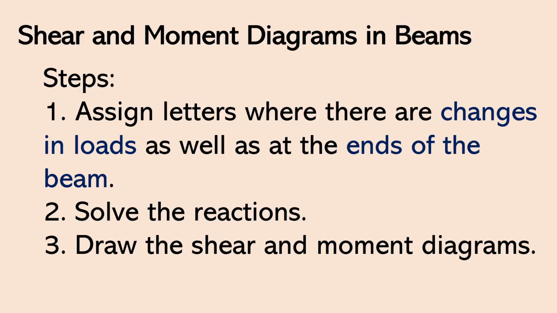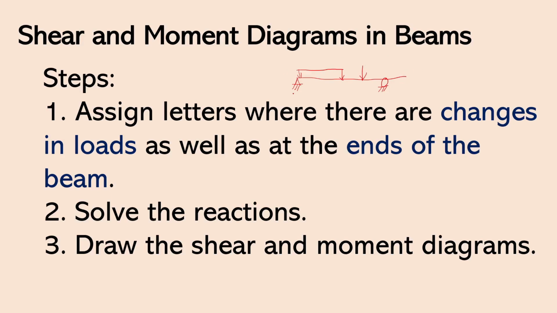in our beams. Now, the first step is to assign letters where there are changes in loads as well as at the ends of the beam. So for example, you have this beam and then let's just say it's simply supported. Let's just say it's overhanging, like this, and then there is a uniformly distributed load here, and then here there is a concentrated load. You will assign letters at the ends of the beam. So we will be assigning letters for this one and this one.